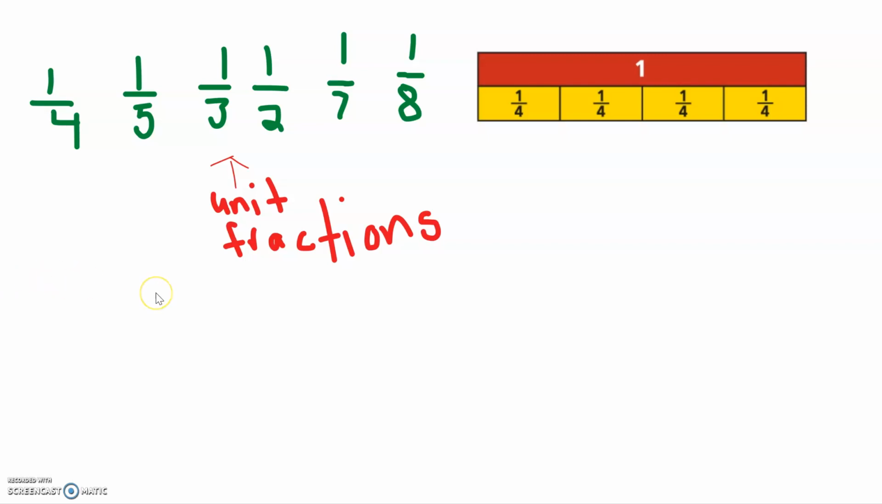When a whole number is divided into 4 equal parts, each part is described as 1/4. So this is the whole, and these would be 1/4. On this left side here, you'll see other fractions that are called unit fractions as well. If you notice, there is a 1 in each of these numerators. So these are all unit fractions.